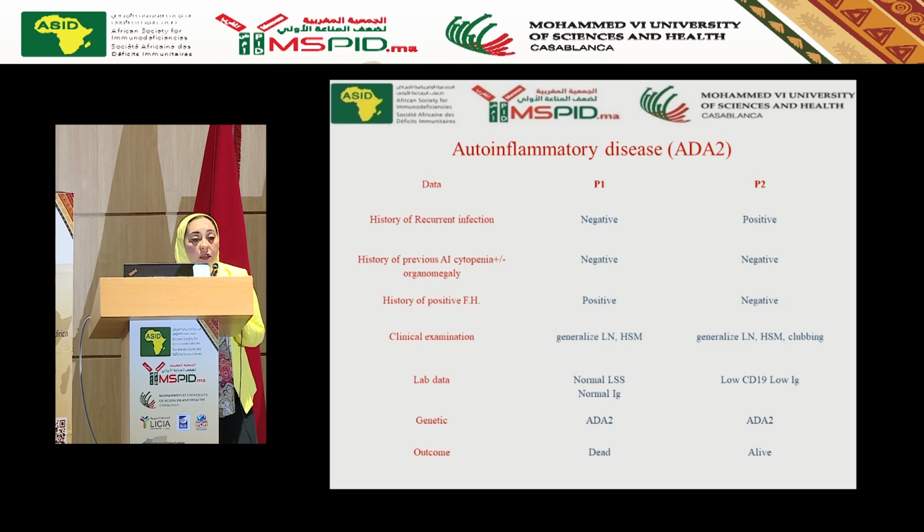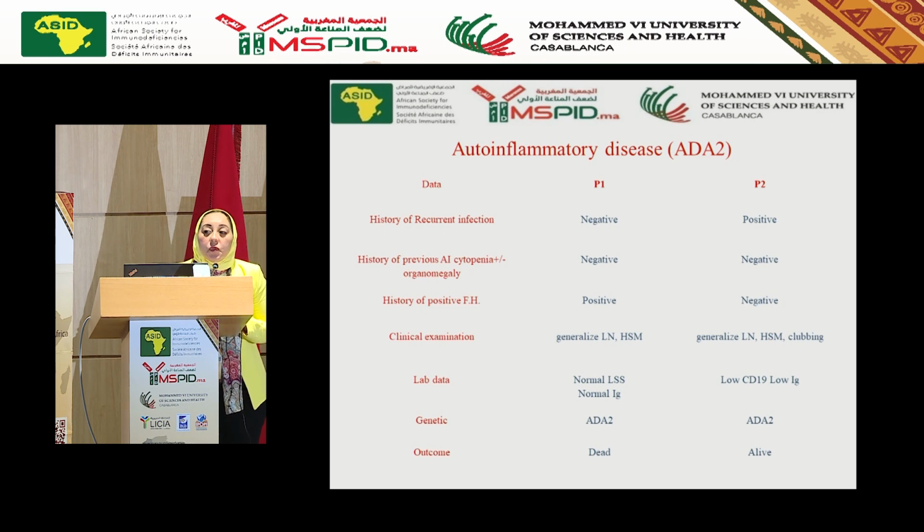Both of them had generalized lymphadenopathy and hepatosplenomegaly, but patient 2, who had recurrent infection, had 3rd-degree clubbing in his fingers. As for the laboratory tests, the first patient who didn't have a history of infection had a normal lymphocyte subset and normal immunoglobulins, whereas the second patient had a low CD19 and low immunoglobulins. As for the genetics, both of them showed ADA2. Unfortunately, the first patient died. The second one is alive, but the parents refused to go for a transplant.